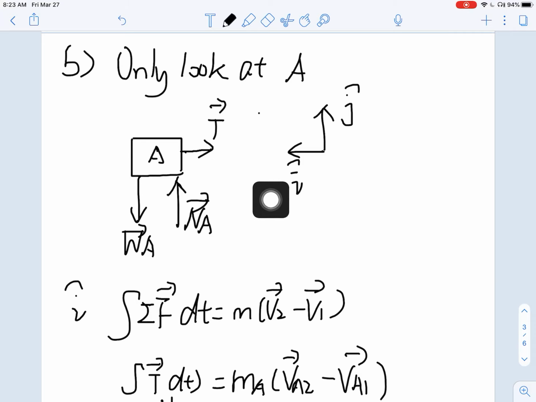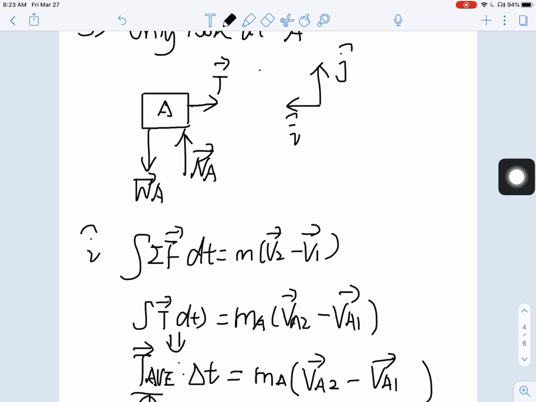T is the tension force in the cable. And we still use the same coordinate system, with i pointing to the left and j pointing upward. The i direction is the direction we're interested in to solve for tension T. So we can take the sum of the forces, take the integral, and the integral of F dt equals m va2 minus va1.